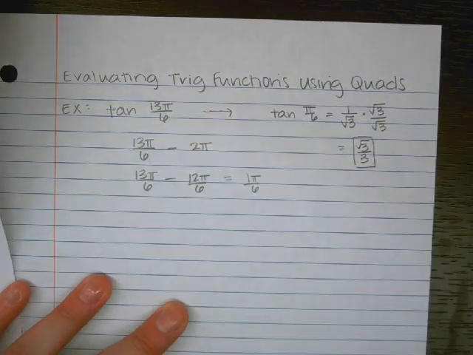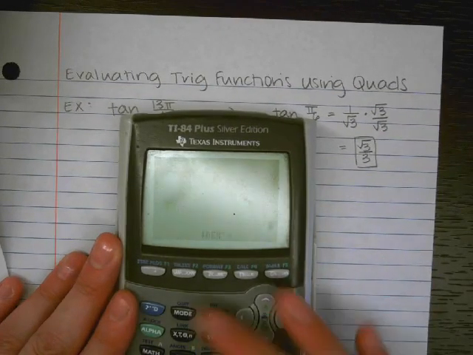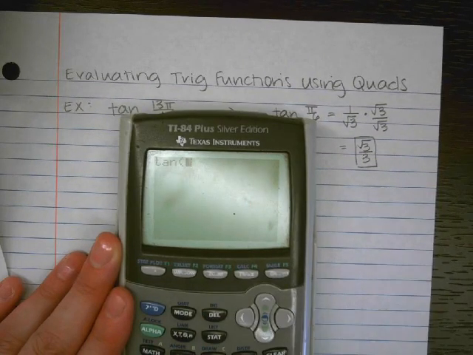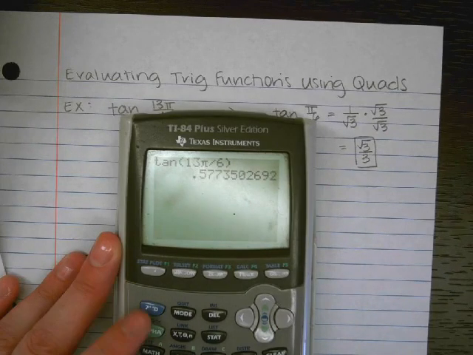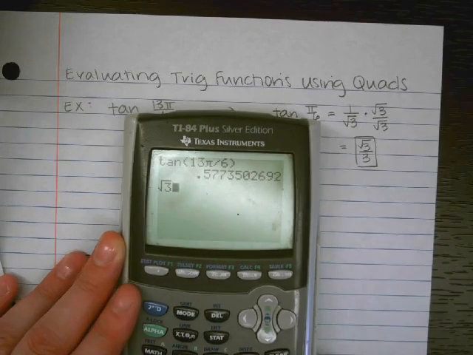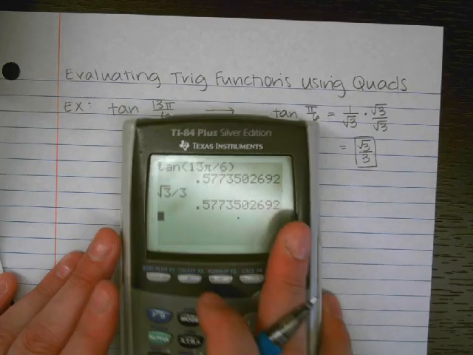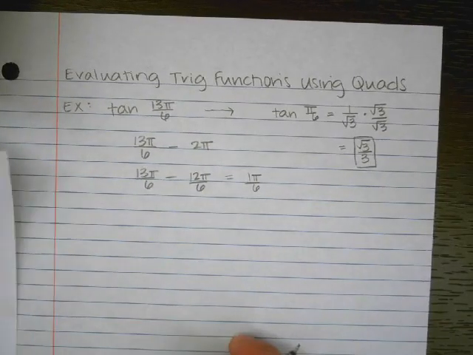And if you want to double check that on a calculator, you can. So in the mode I have radians, I can do tan of 13 pi divided by 6. So I'm going back to my original problem to make sure I got the right answer. And then square root of 3 divided by 3 is the same decimal. So I know I got it right. Okay, we'll go ahead and try another one.